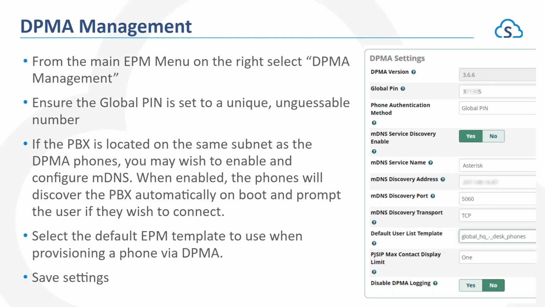If your PBX is also located on the same subnet as any DPMA phones, you may wish to enable and configure mDNS with the settings that follow. This would allow your phone to automatically discover the PBX when it boots, and it will prompt the user if they wish to connect to any PBXs that it discovers on the LAN. There's an option here also to select the default EPM template to use when provisioning a phone via DPMA for the first time. And obviously, any changes you make to this page, you submit the page with the Save Settings button.